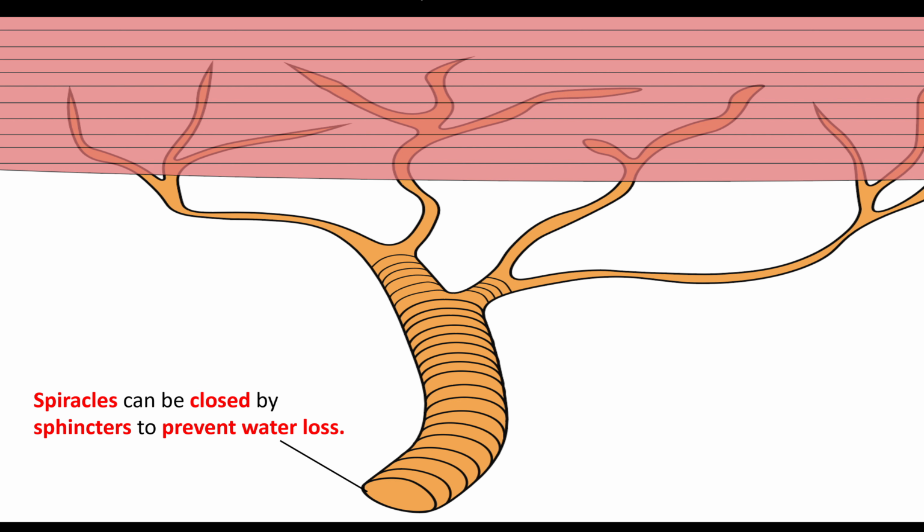Now remember that when you have a gas, that gas will diffuse from an area of high concentration to an area of low concentration. So we obviously want the oxygen to diffuse in through the spiracles. We want the carbon dioxide to diffuse out. Well, if there's any water vapor and there is a concentration gradient, that water vapor is going to diffuse from that high concentration to that low concentration. So if we kept the spiracles open, that would result in any water which has evaporated being lost. So these spiracles can be closed by these sphincters to prevent that water loss.